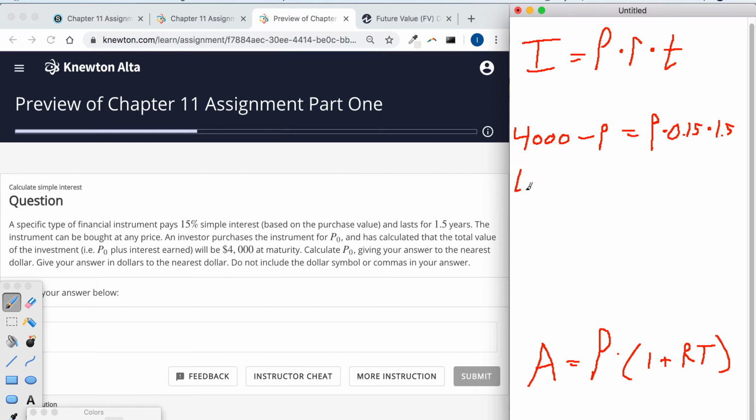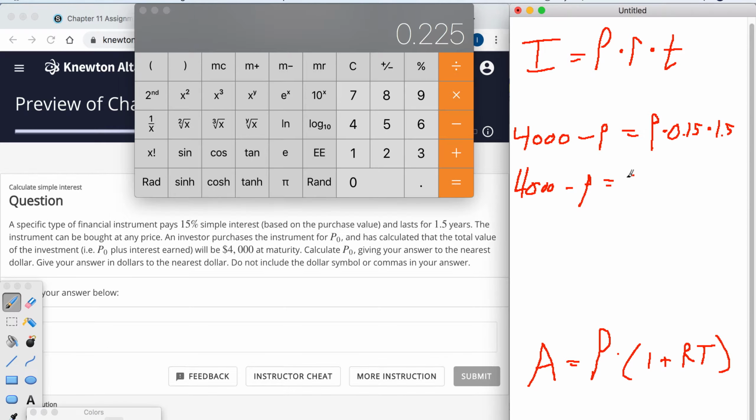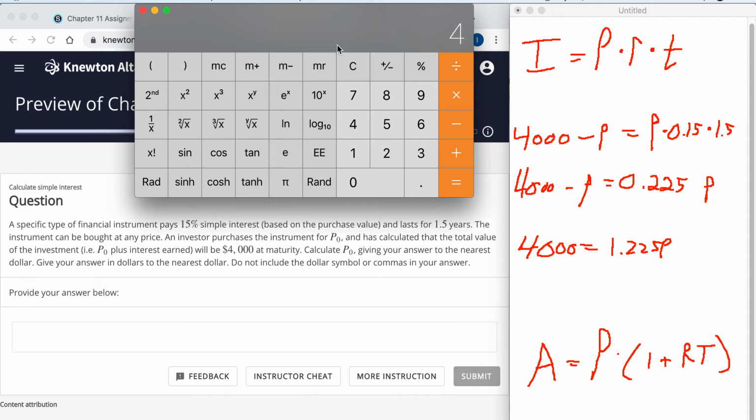So we got 4,000 subtracted by P equals 0.15 times 1.5, which is 0.225P. And then, you probably know the drill for getting this algebraically by itself. 4,000 equals 1.225P. I just added 1P to both sides. So 4,000 divided by 1.225 gives us 3,265 and 31 cents.